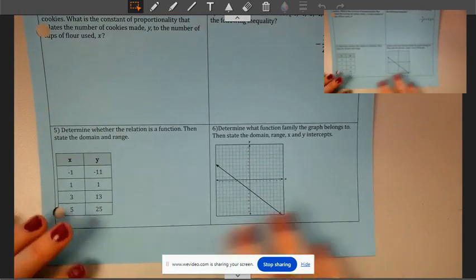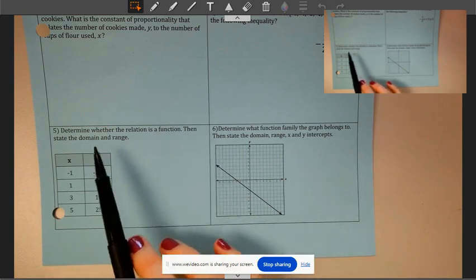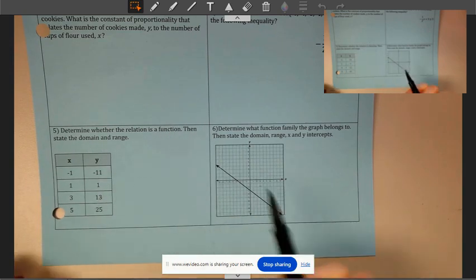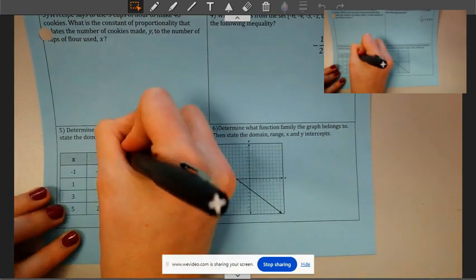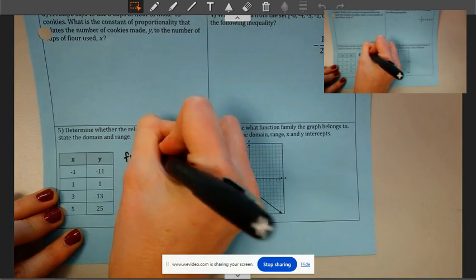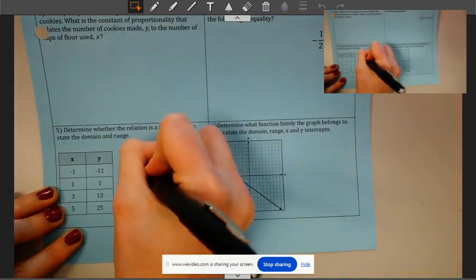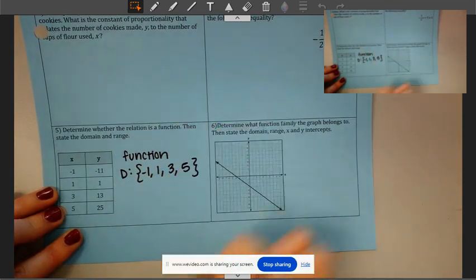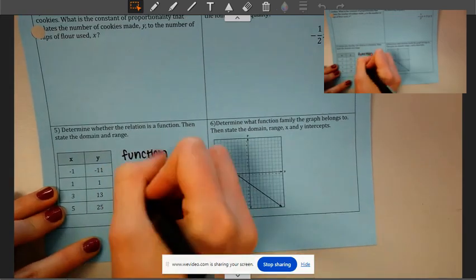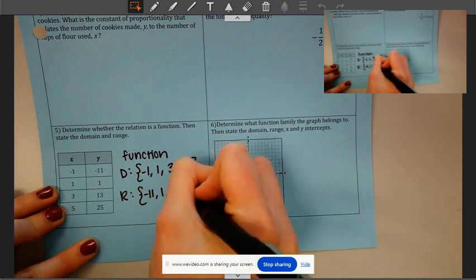All right, for algebra, I'm just going to go ahead and do the ones that were different. So number 5 says determine whether the relation is a function, then state the domain and range. Okay, so the function depends on the x. Are the x values repeated? No, so this is a function. Okay, the domain, I'm just going to list the x values, which in this case we have -1, 1, 3, 5. Okay, the range, we just list the y values, so it's -11, 1, 13, and 25.